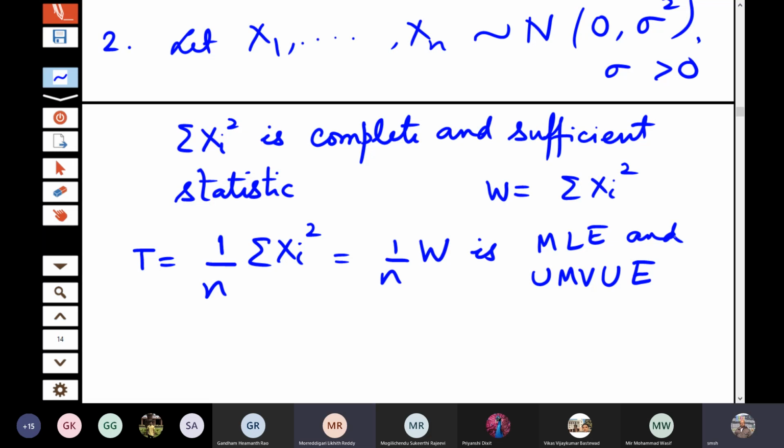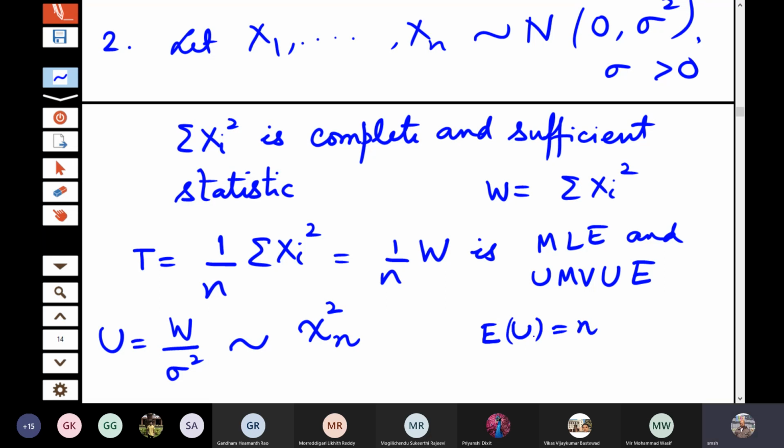This follows actually from the fact that W by sigma square, suppose I call it U, has a chi-square distribution on n degrees of freedom. So the expectation of U is equal to n. That gives you the unbiasedness, etc. And the MLE, of course, you can derive directly.